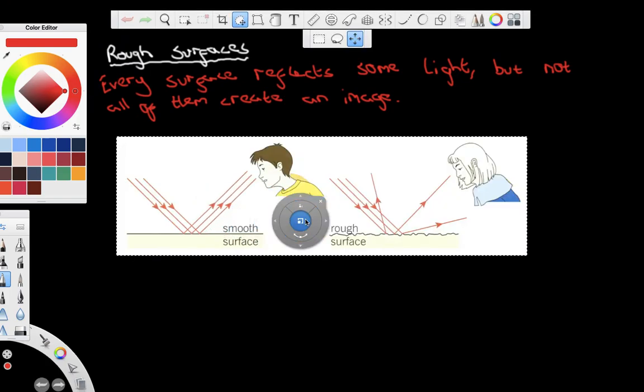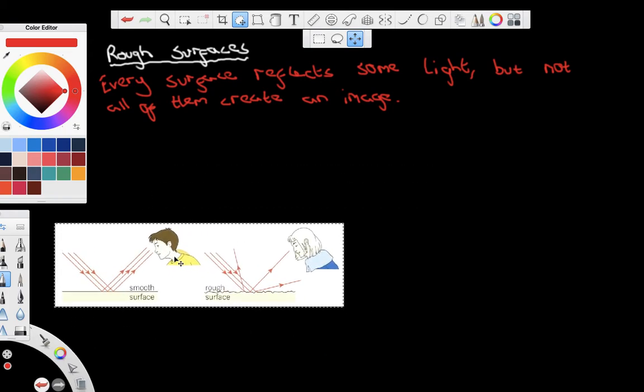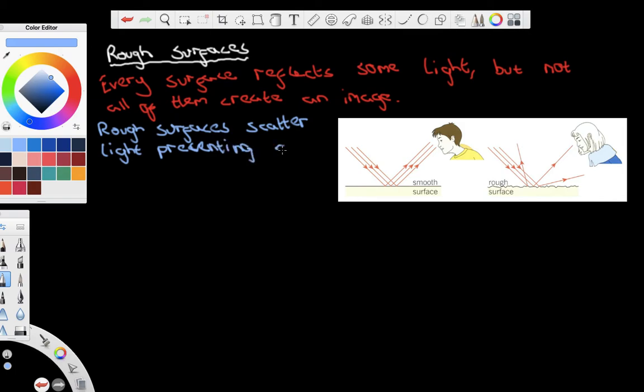So, if we can just paste that in, we'll put it down here. It is on the PowerPoint if you want it a bit bigger. So we'll put it here and we'll say rough surfaces scatter light, preventing an image being formed. Okay?